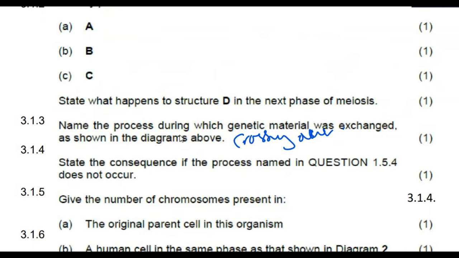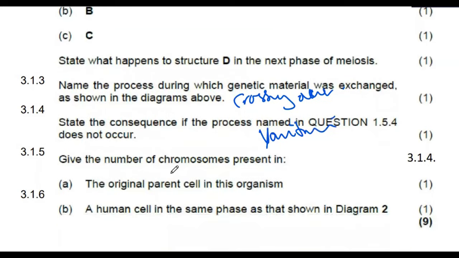State the consequence if the mentioned process does not occur. If this process does not occur, it means that it will reduce the genetic variation. It means that more organisms will be more similar to each other. So it will reduce variation among the organisms, because crossing over leads to genetic variation.